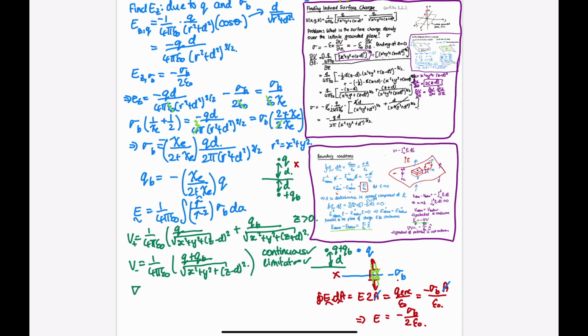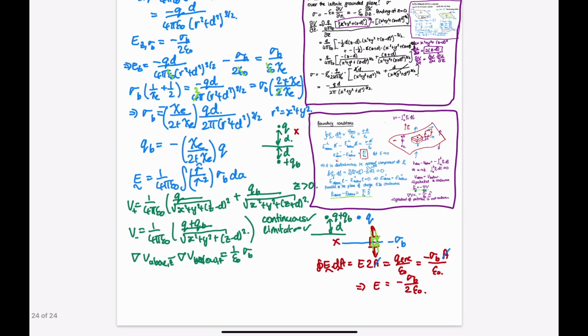The gradient of V above minus the gradient of V below has got to be equal to 1 over epsilon naught times sigma, which will be sigma B in this case. And this is normal, but let's just take these in the Z direction because we're only worrying about the Z direction. So yeah, this has to be the case.